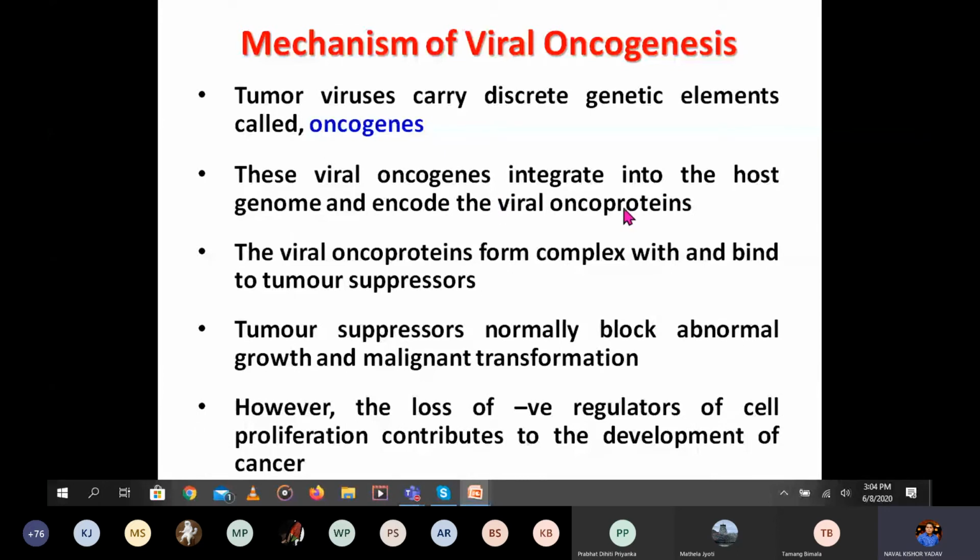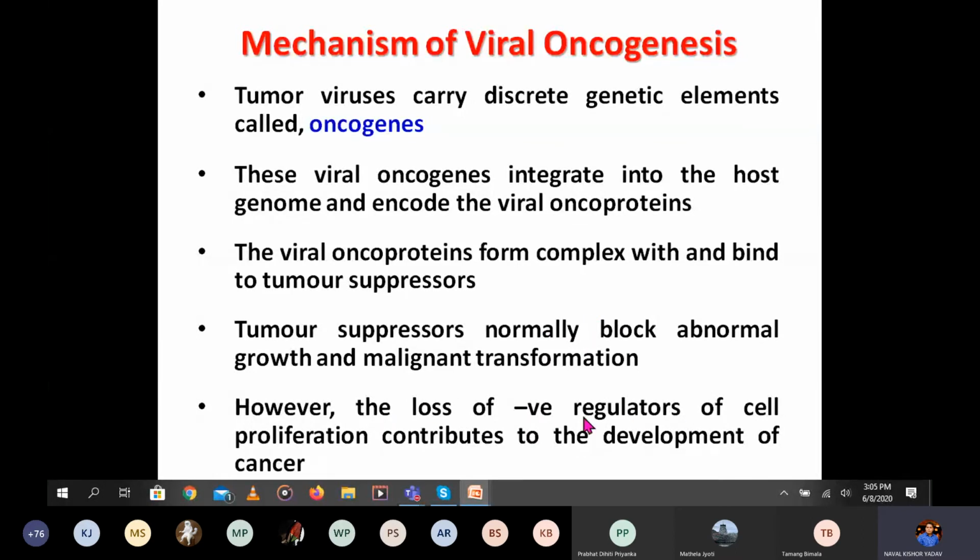Just note down, encodes the viral oncoproteins. This viral oncoprotein forms a complex with and binds to the tumor suppressor. The function of tumor suppressor is to block the abnormal growth and the malignant transformation. If this tumor suppressor binds with these viral oncoproteins, it will not function normally. The normal function is to block the abnormal growth and malignant transformation. But once it is bound to the viral oncoprotein, it is not able to do this function.